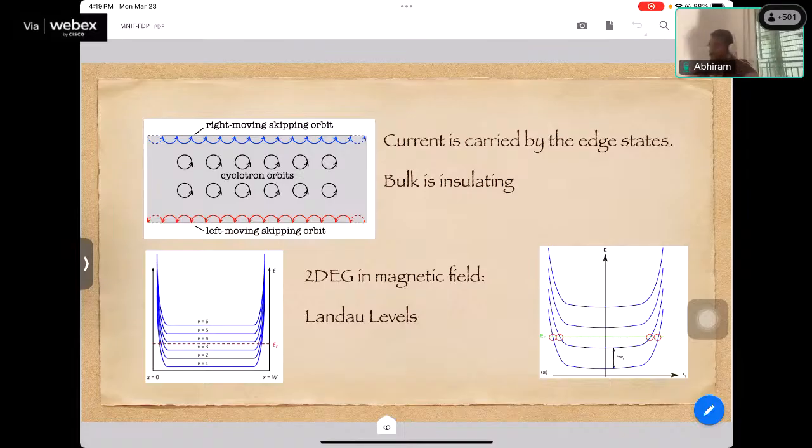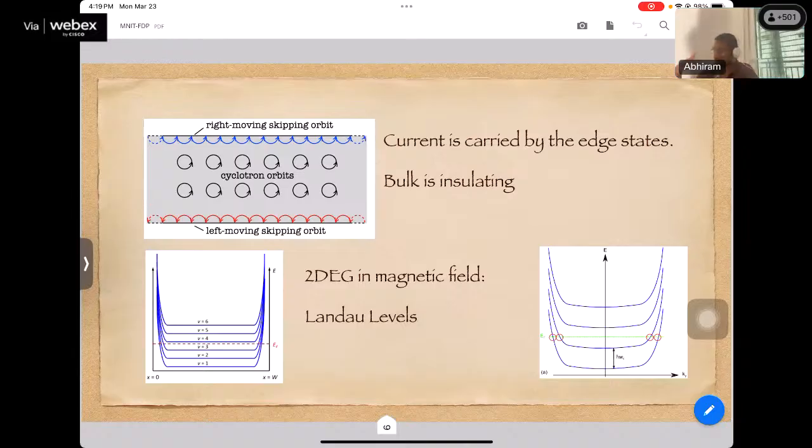To get a pictorial view, when you apply a magnetic field, these electrons move in circular orbits, as you see above. But the circle cannot complete near the edges. On the top edge, you see the blue trajectory where the circle is not completed. It is like a half circle. So that is the path for the edge states.